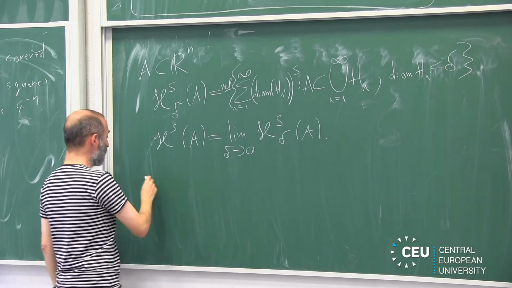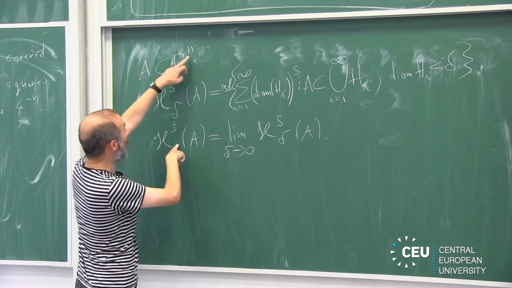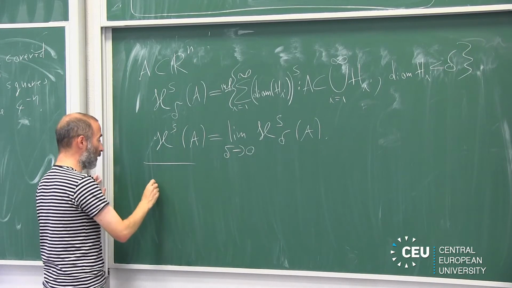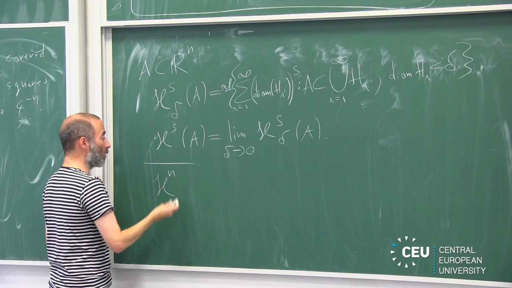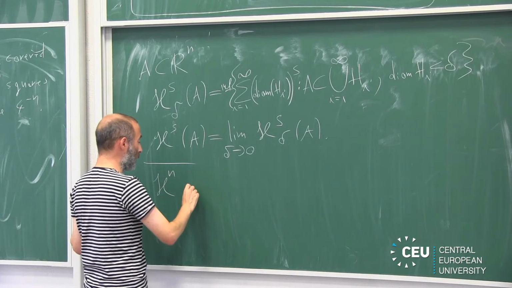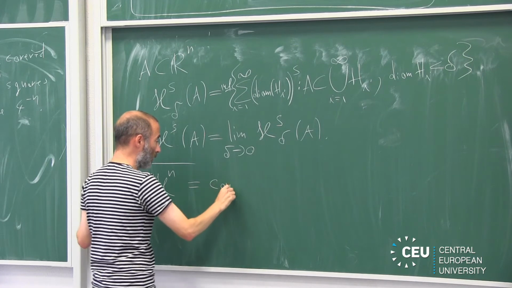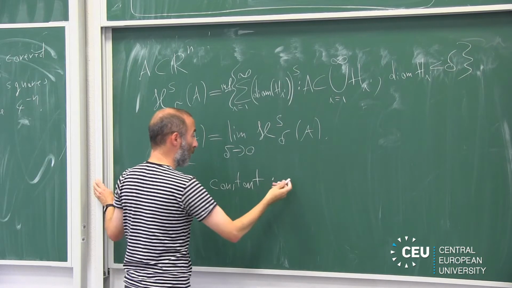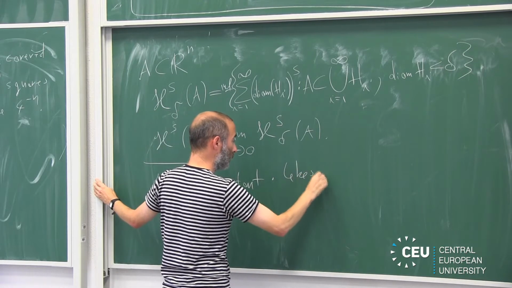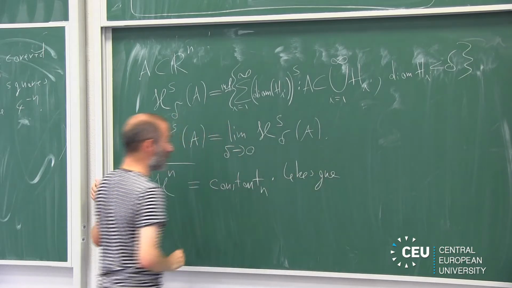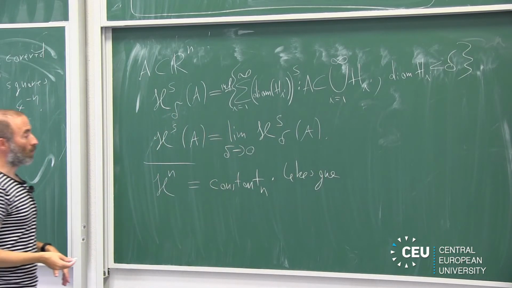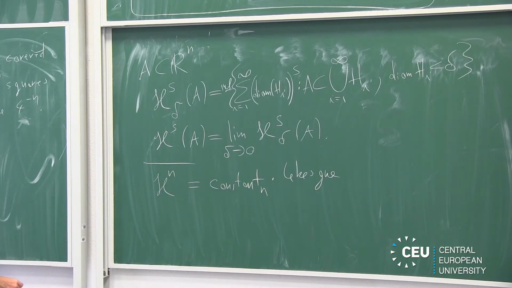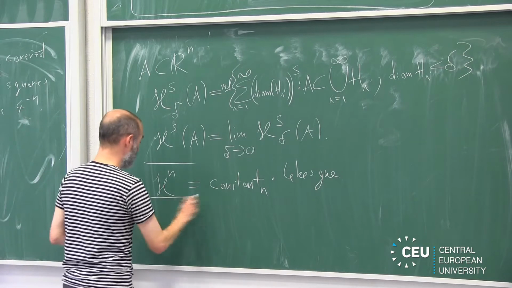This is if s equals n, so this is the definition and some properties. The n-dimensional Hausdorff measure is a constant times the Lebesgue measure. And this constant, of course, depends on n. This corresponds to the volume of the n-dimensional ball. Okay, so this is the measure.